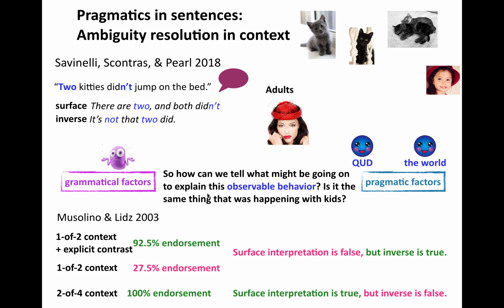So, then we're left with the same questions. How can we tell what might be going on to explain this observable behavior? Is it the same thing that's happening with the kids? And that's the kind of thing that, again, is difficult to tell with a behavioral experiment, but is easier to manipulate inside a computational model.